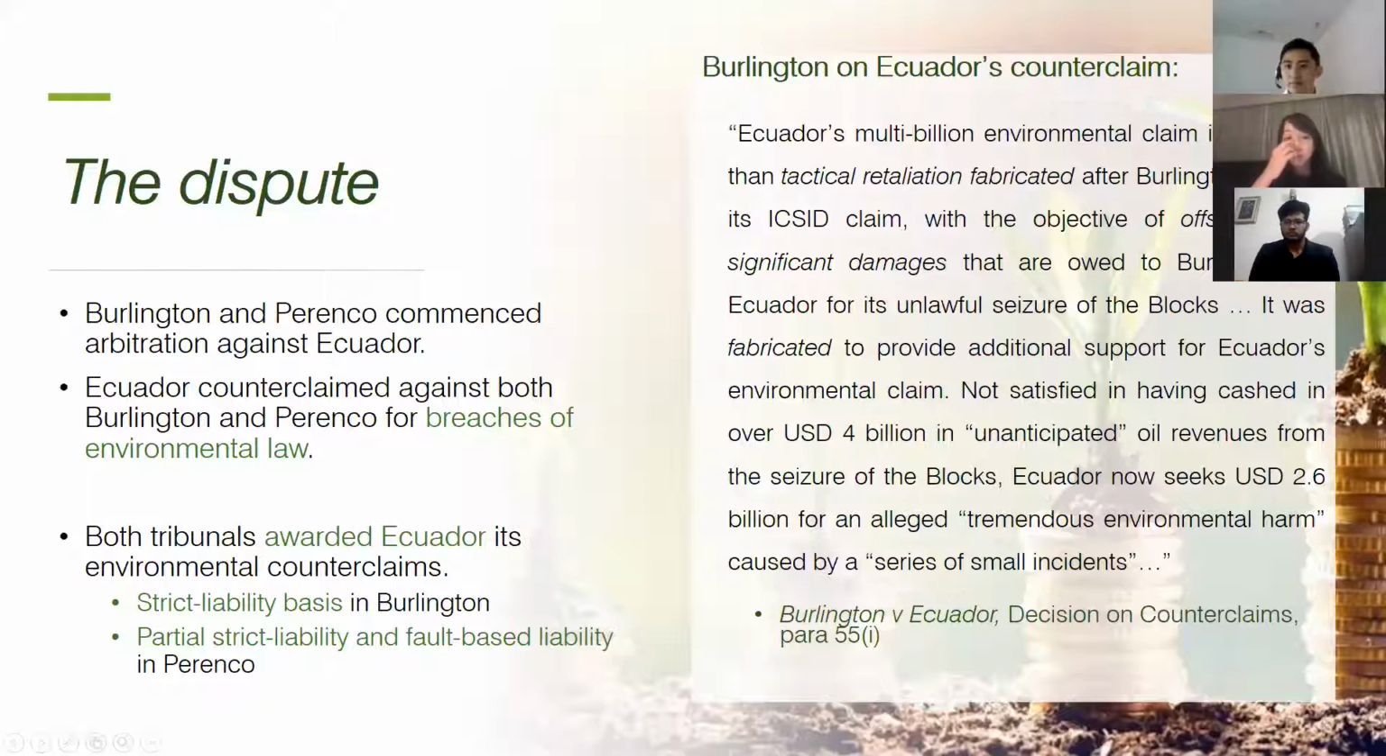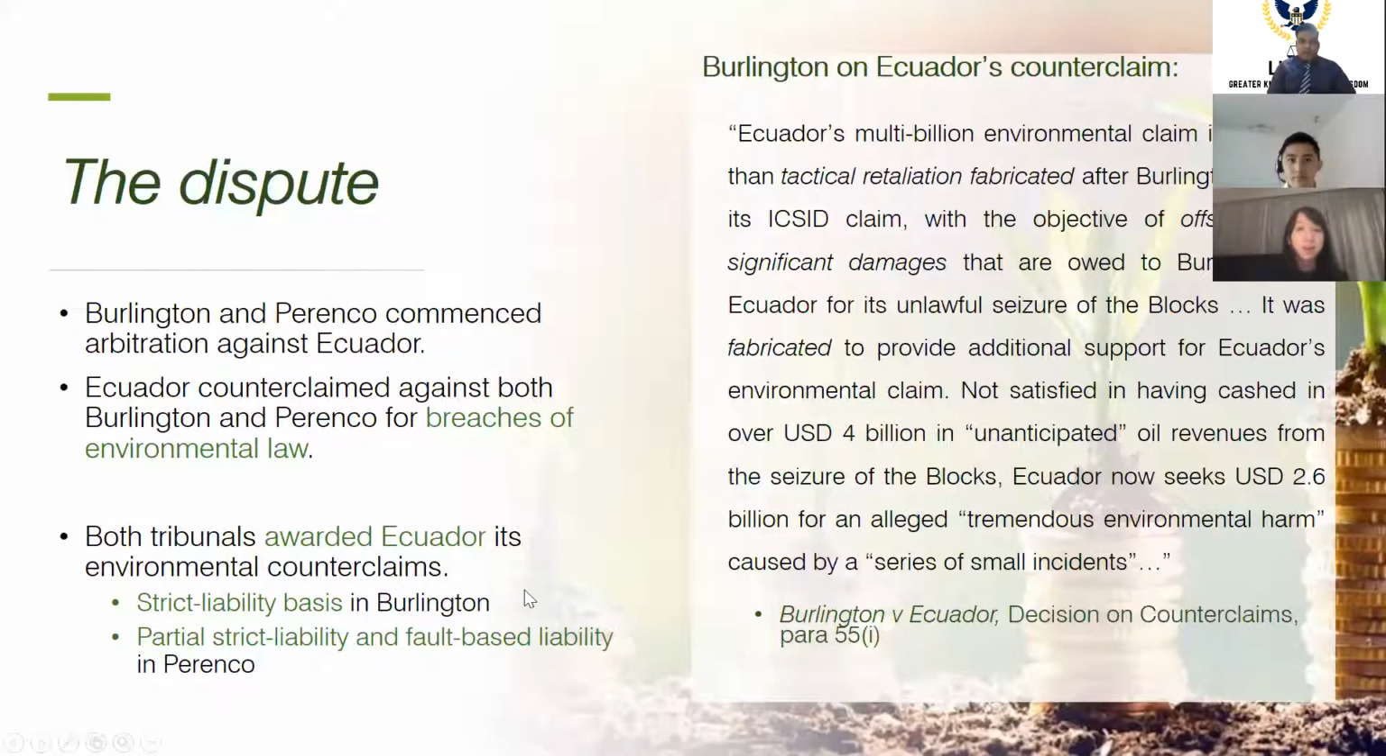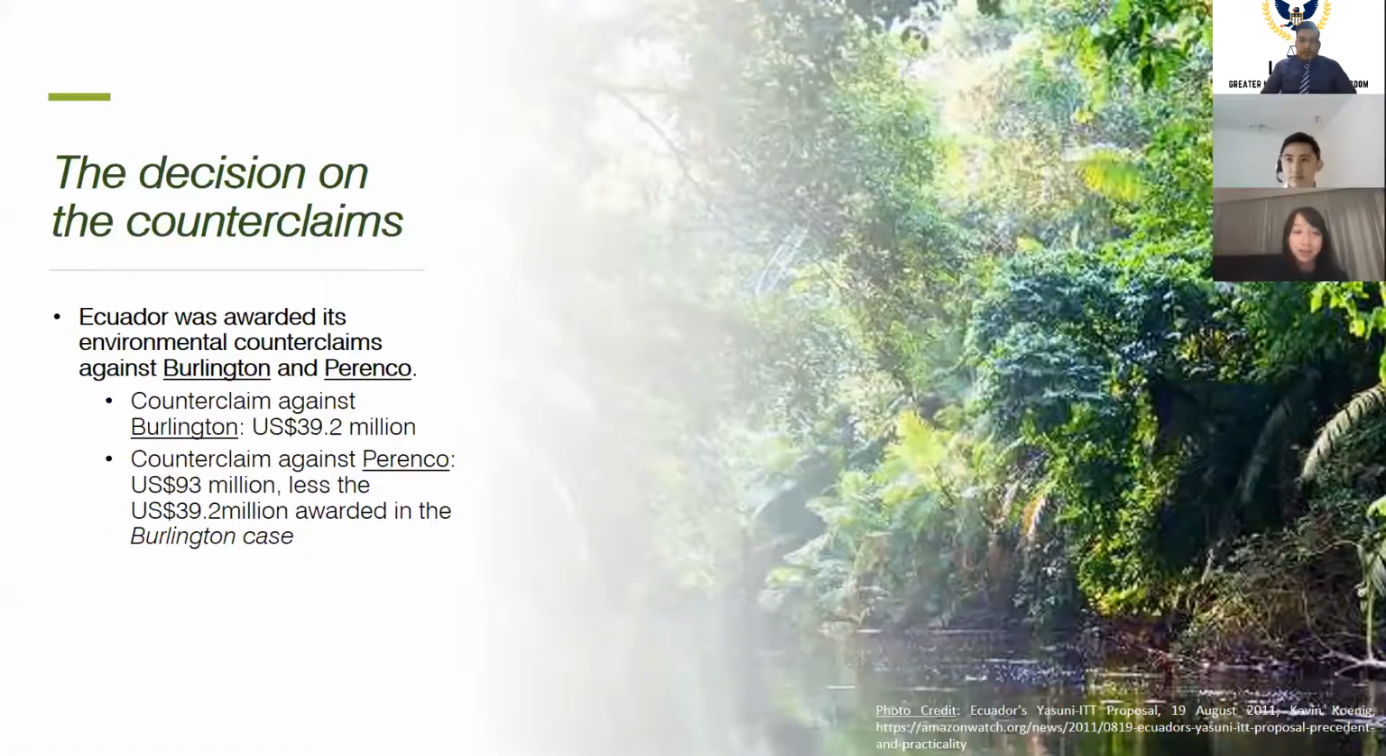Nonetheless, both tribunals did award Ecuador its counterclaim, and found against Burlington on a strict liability basis and against Perenco on a partial strict liability and fault liability basis. Ecuador was awarded its environmental counterclaims, with Burlington having to pay 39.2 million and Perenco having to pay 93 million, less the 39.2 million that was awarded in the Burlington case, given that they are both related entities.